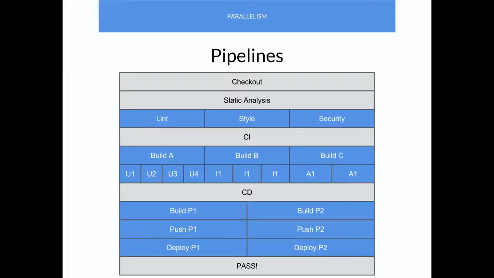Then we have to bring all that back together when they've all passed. If they pass, we want to continue to continuous deployment. And that's when we're going to have to potentially build multiple production containers and push those and deploy them together. And then if we bring all that back together and everything happens to work, then we deployed. And this can get pretty complicated.